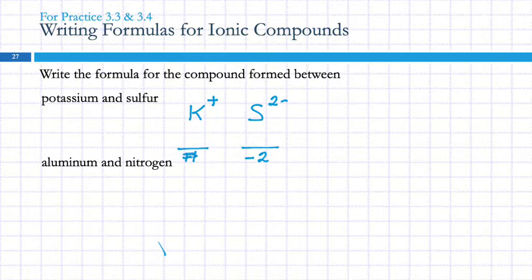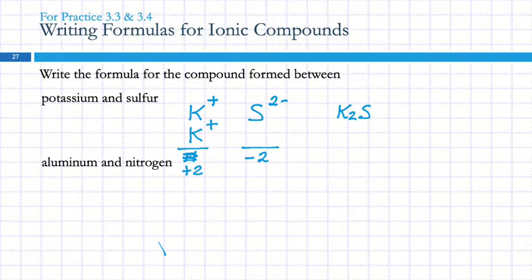So what I need is for this to be -2. Now, I need that to be +2, right? Well, how can I accomplish that? I can't change the charge on the ion, but I could recruit 2 ions. So we need 2 potassium ions for every sulfide ion so that it's neutral. So then we write K2S.